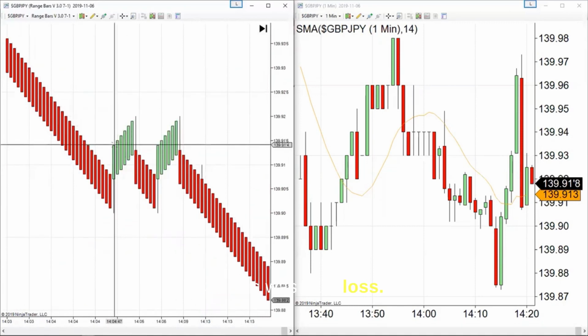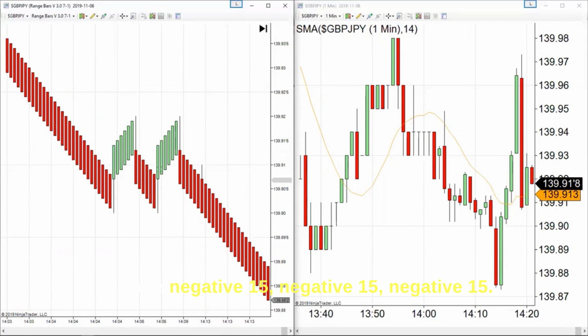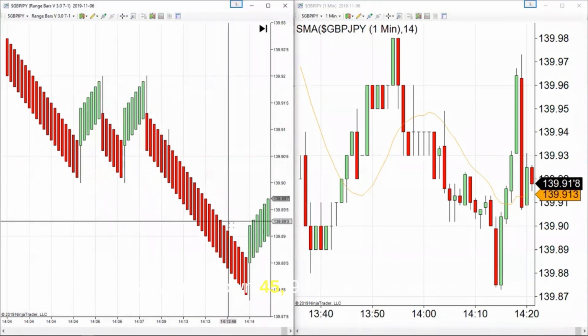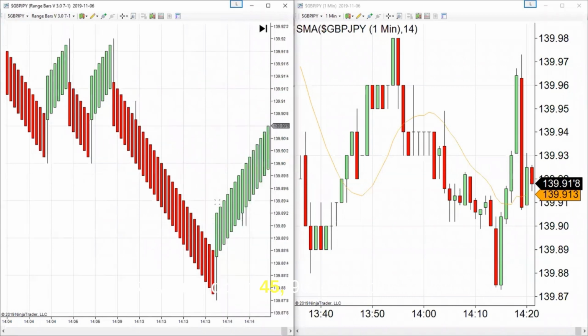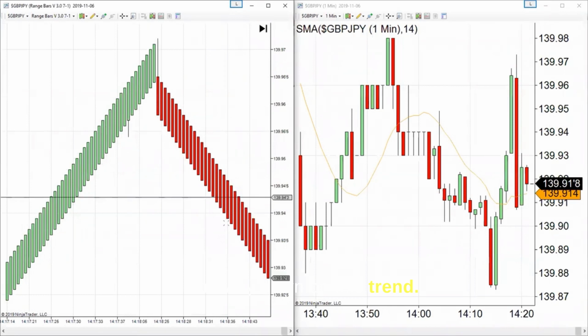So this was stop loss. You entered here, stop out. You lost approximately 15. So there, negative 15, negative 15, negative 15. So you're down 45, 90 to 89, plus 7. And then you recovered it all with this trend. And then same thing on this trend, all the way down on this trend.